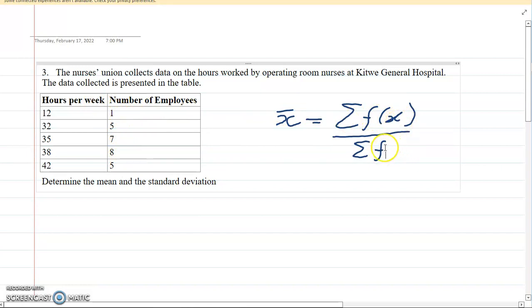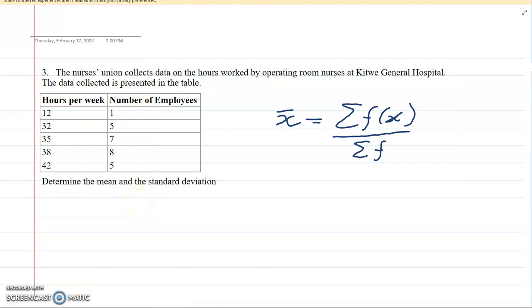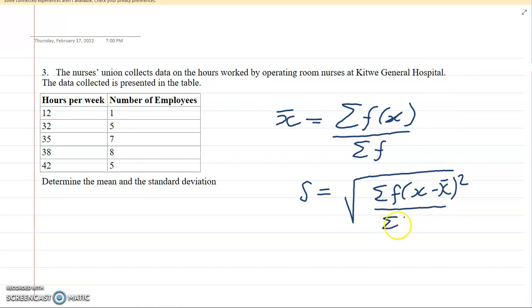Then sum of f is the summation of the values in this column right here. And for the standard deviation, we know our formula. For the sample standard deviation, this is the root of the summation of the frequency times the deviations squared, over the summation of the frequency minus 1, because we're dealing with a sample.